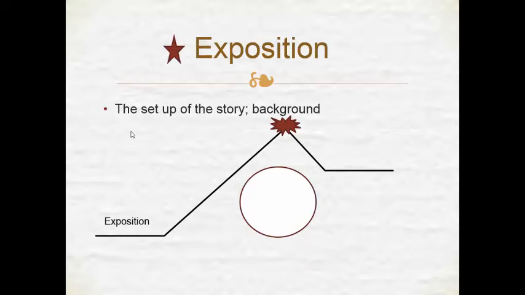Then I go back to the beginning. The exposition is the setup of the story or background information. Pay attention to these next slides. If there's a star by the term, it means that a story does not always have one. Stories do not always give us background. Sometimes they start in the middle of the action.